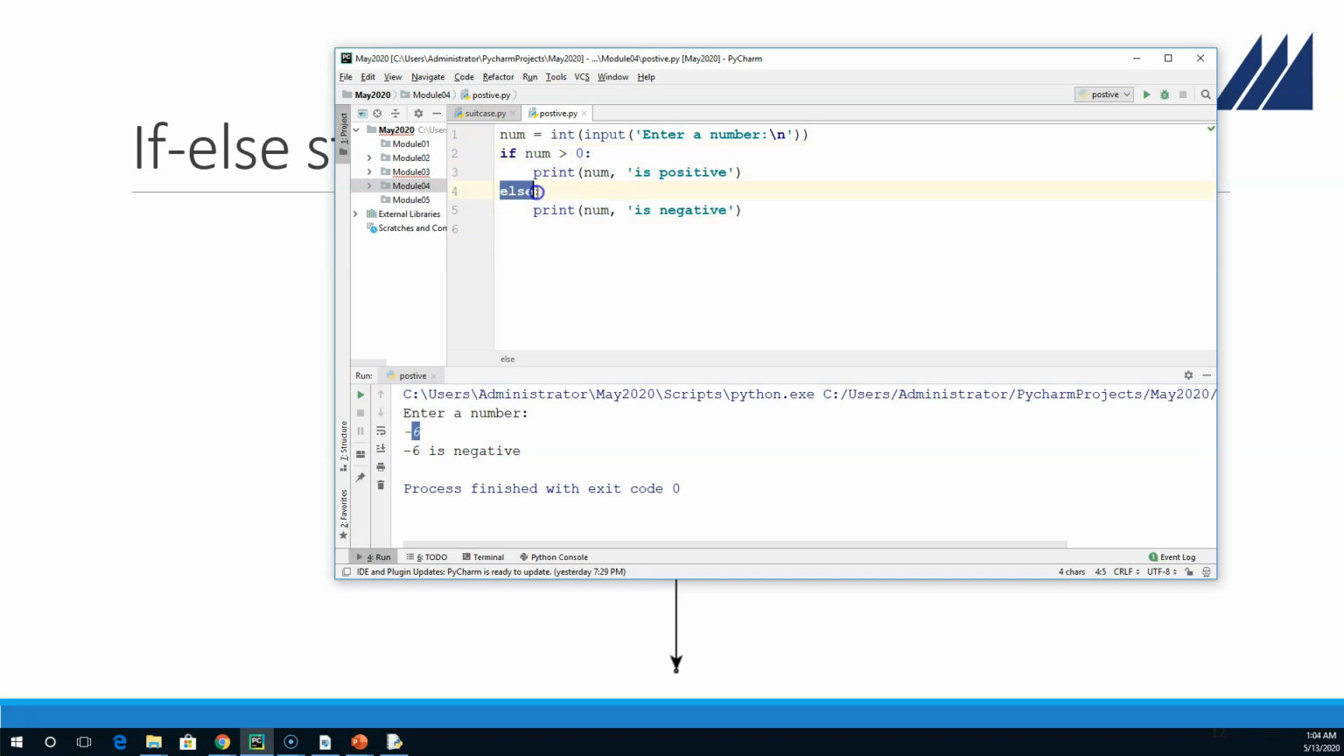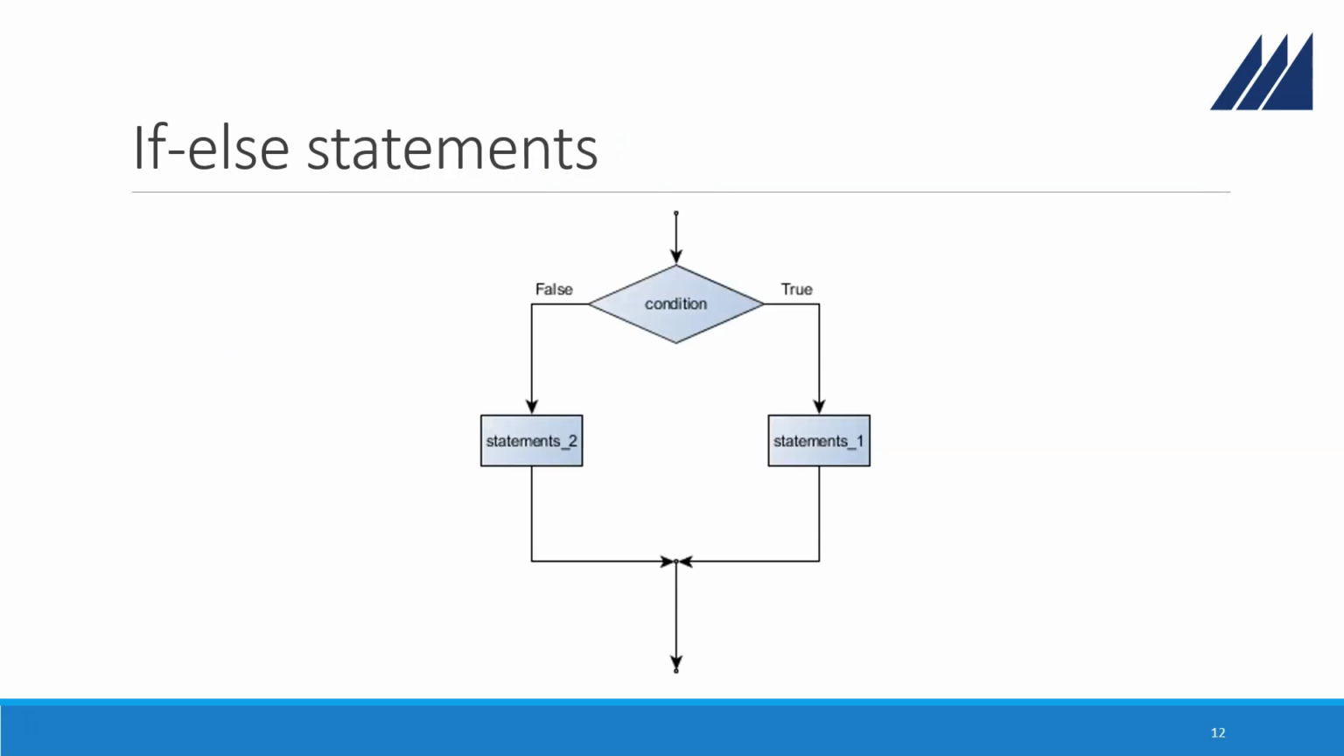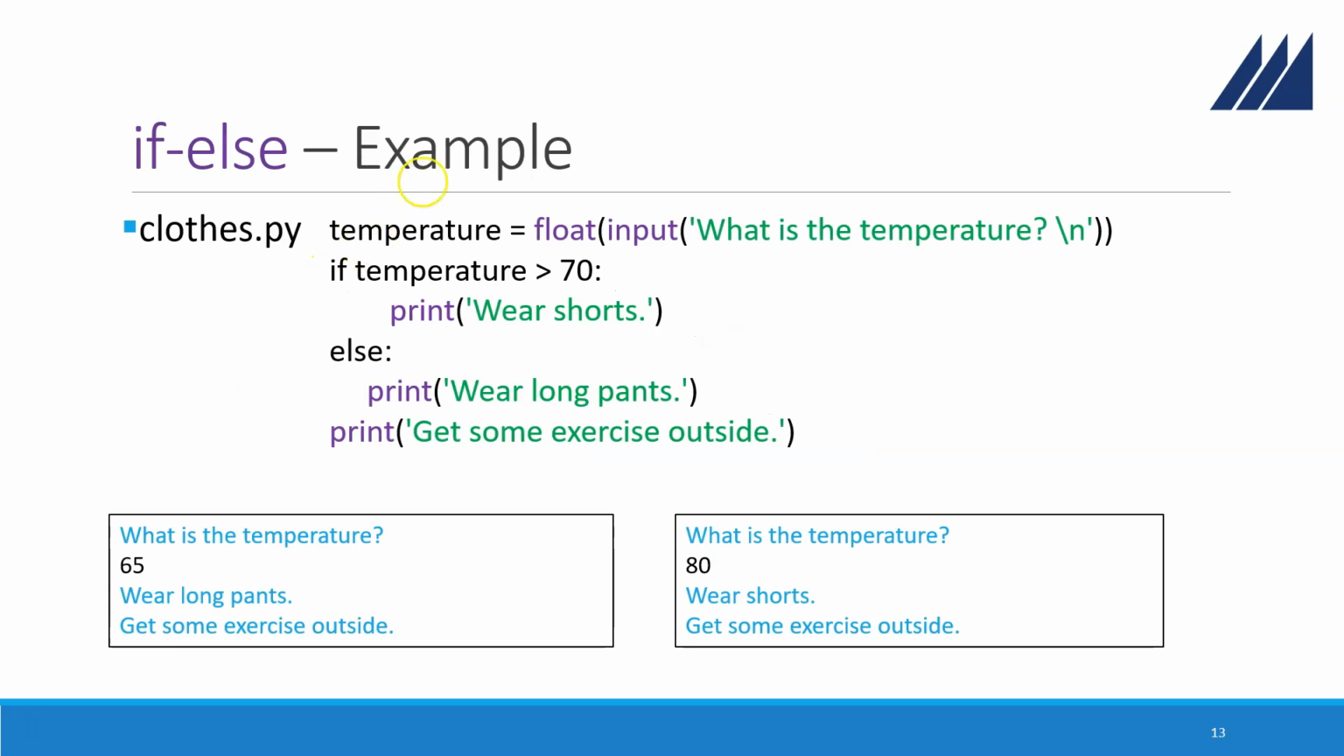I'm going to go to the other branch, which is else, and I'm going to print this message. Okay, so that's the if and if-else statements. Here's another example for the if-else statements. The program is asking for temperature, and based on the temperature, it's going to tell you what to wear. I'm going to explain it to you, and I want you to try it by yourself.